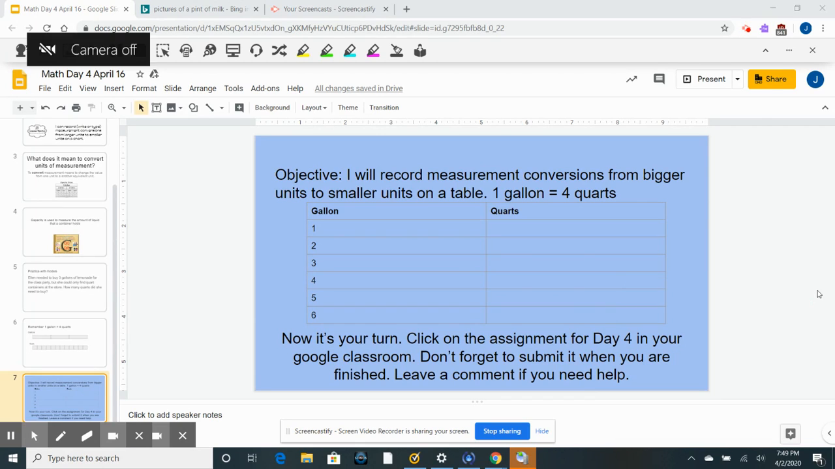Okay, so let's take a look here at this chart. Our objective says that we will record measurement conversions from bigger units to smaller units on a table. So keeping in mind that 1 gallon is equal to 4 quarts, I want you to think about if I had 1 gallon, how many quarts that would be, 2 gallons, how many quarts that would be, 3 gallons, and so on.